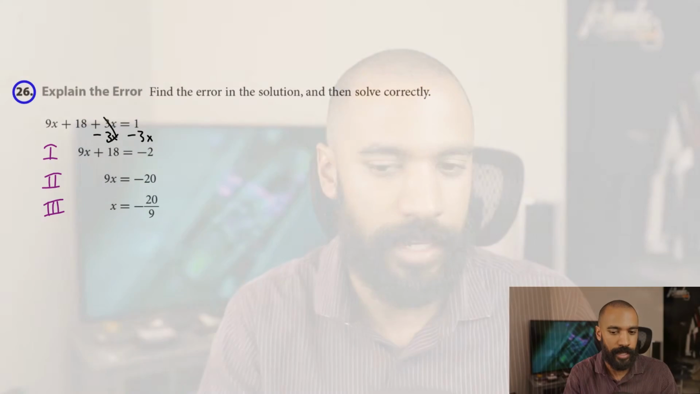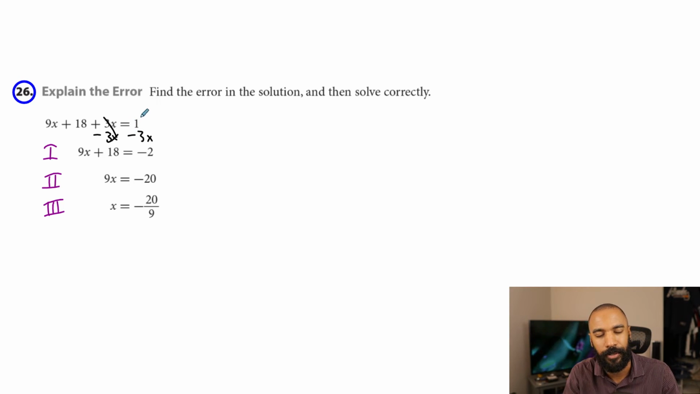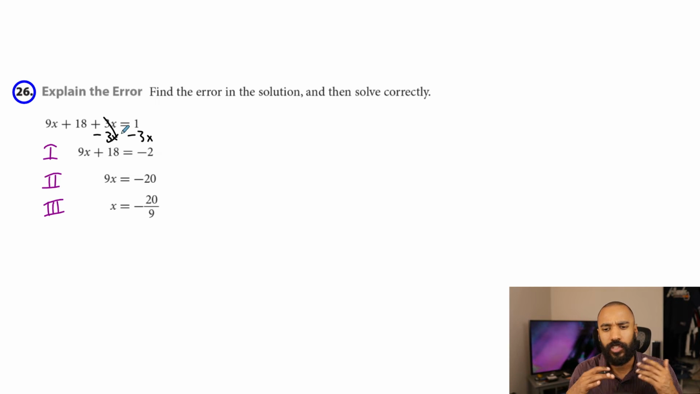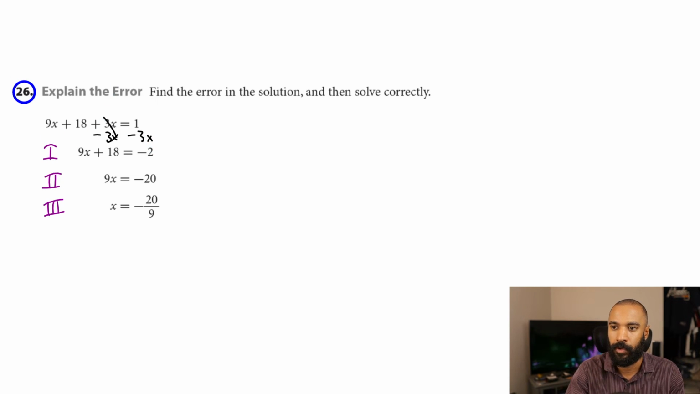So it looks like they had a good idea brewing to subtract 3x from both sides in some sense to get this x by itself. There's a lot more that's wrong with it, and I'll talk about it. 1 minus 3x, although 1 minus 3 equals negative 2, 1 minus 3x does not equal negative 2. There's an error in step 1 right here.